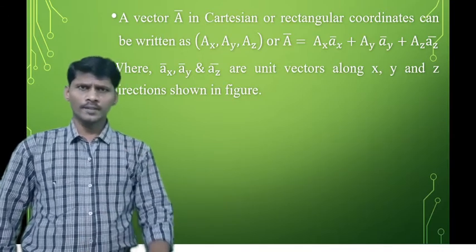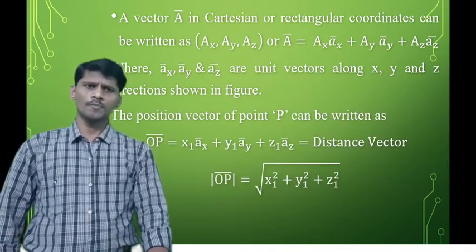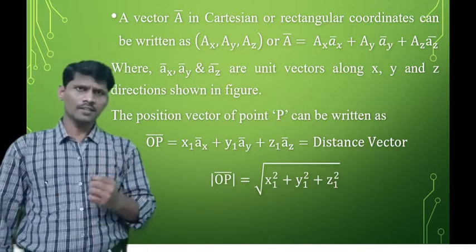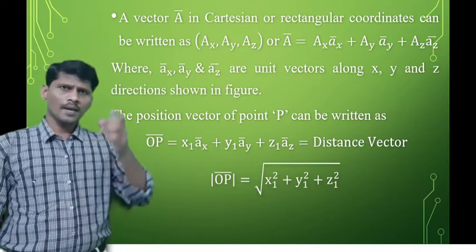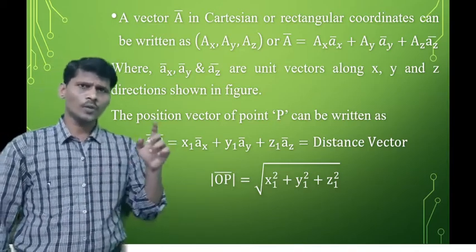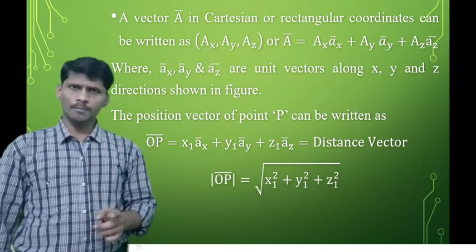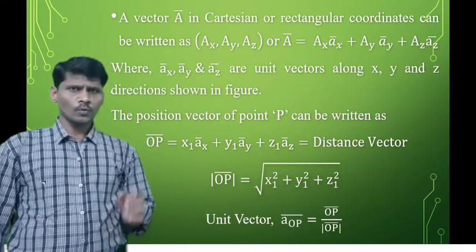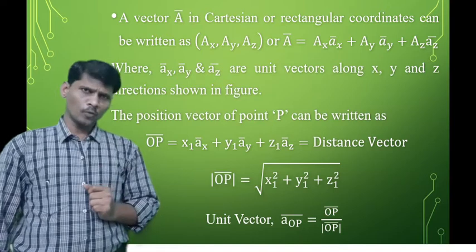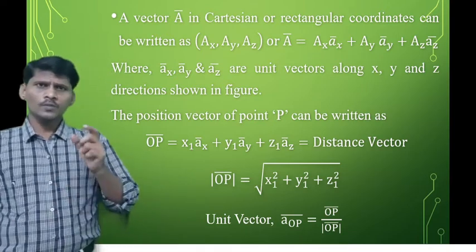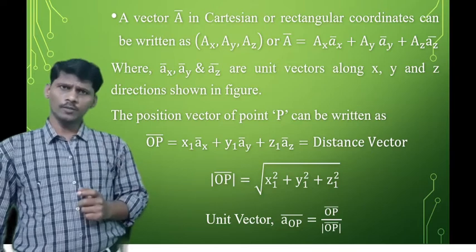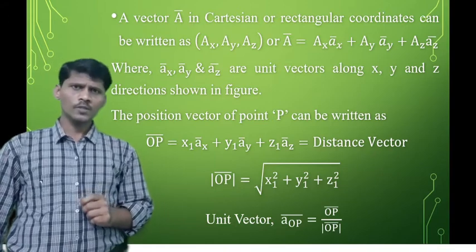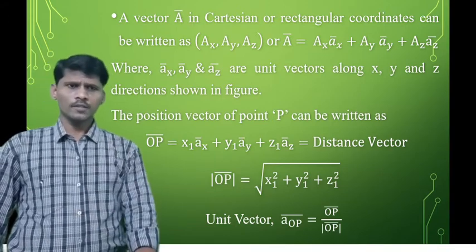In terms of unit vectors, the position vector OP bar is equal to x1 ax bar plus y1 ay bar plus z1 az bar. That is the distance vector. And the magnitude of the distance vector is the square root of x1 square plus y1 square plus z1 square. And the unit vector a suffix OP bar is equal to OP bar divided by the magnitude of OP bar. So what is the OP bar? x1 ax bar plus y1 ay bar plus z1 az bar, divided by the magnitude of OP bar, square root of x1 square plus y1 square plus z1 square.